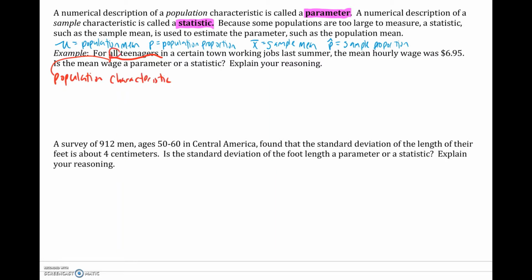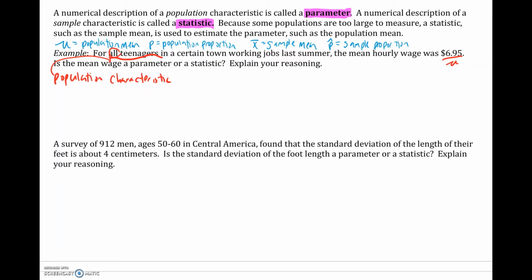Because of that word "all," right? That's kind of the key terminology I'm looking for. And this is just a side note here: if we needed to, we would label this as mu rather than x-bar. Okay, so let me just write down my answer there.